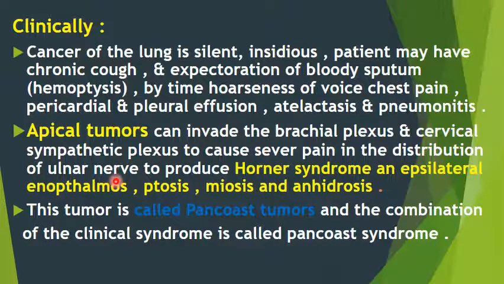So sometimes patients with an apical Pancoast tumor might present with shoulder pain or upper chest pain that radiates to the arm along the distribution of the ulnar nerve. It also causes Horner syndrome. What is Horner syndrome? Ipsilateral enophthalmos, ptosis, miosis, and anhidrosis.